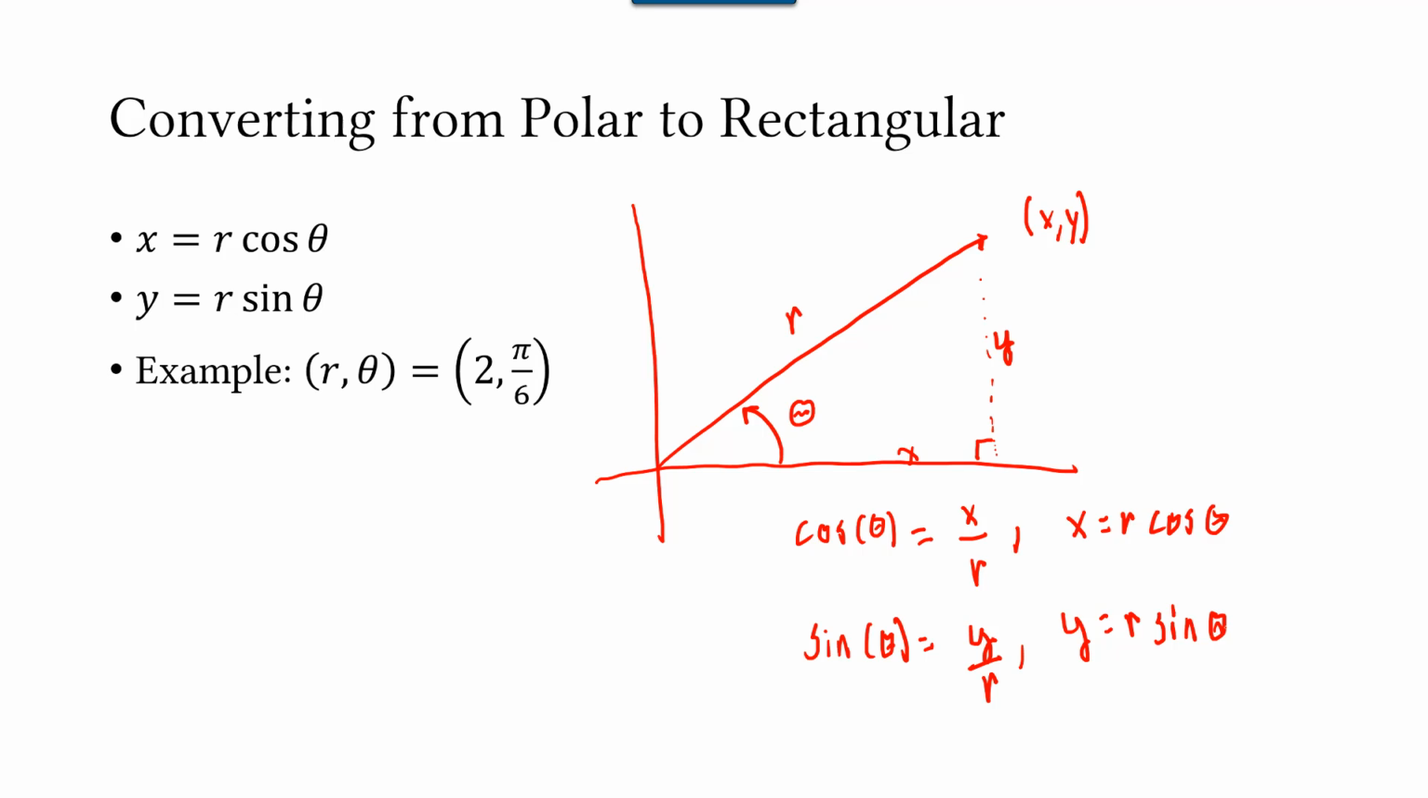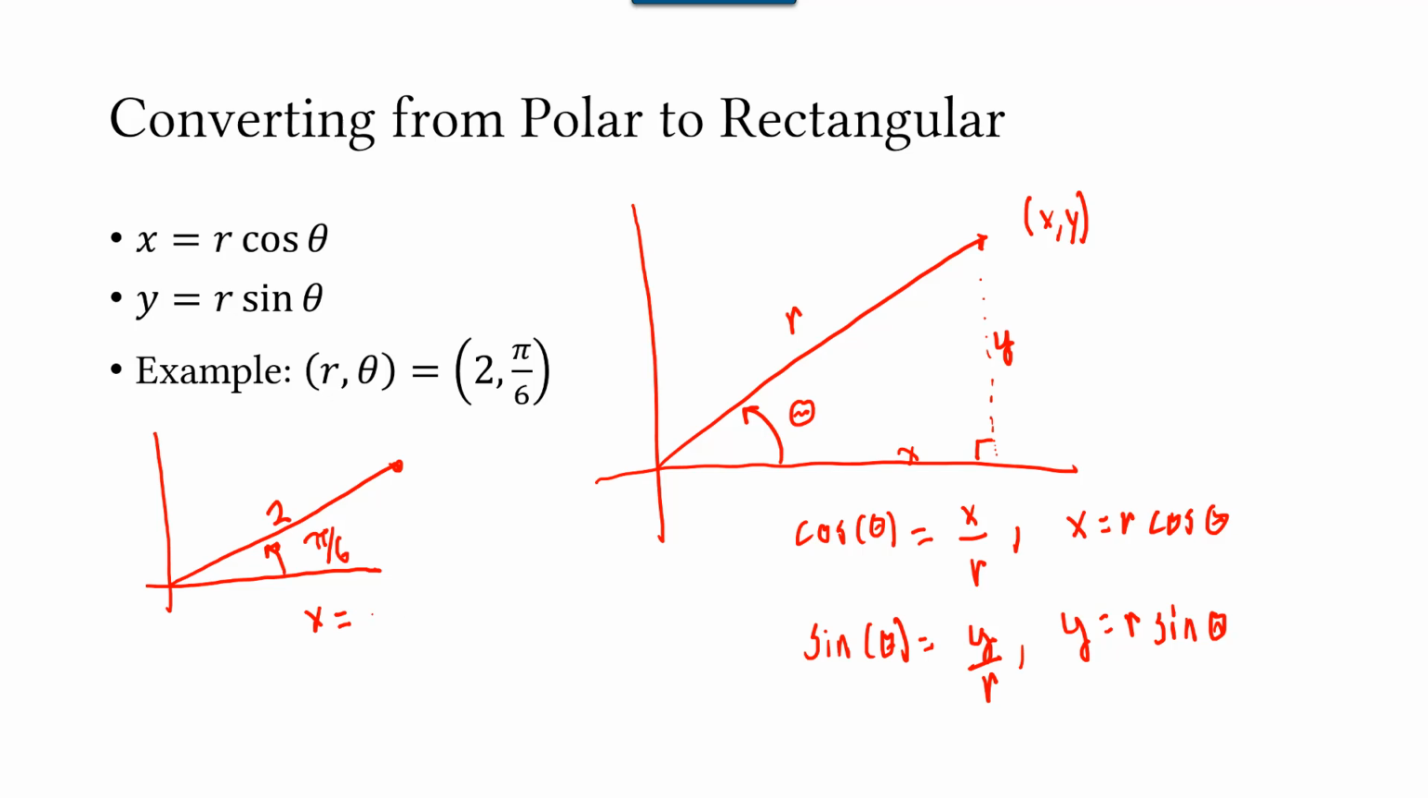So let's say we had the point r, theta, and that was the point 2, pi over 6. We're told the angle is pi over 6. That's 30 degrees, so maybe about like that. And the point is a distance of 2 from the origin, when we have an angle of 30 degrees with the positive x-axis.